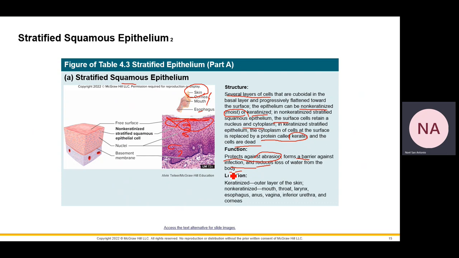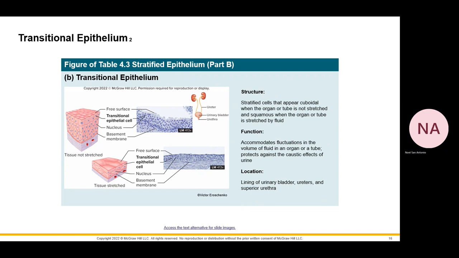Kasi diba, especially the skin, which is keratinized, the keratin also provides a waterproofing property for our body, hence prevents the absorption of water through the skin. Okay? Kaya kita nyo, yung outer layer of our skin is keratinized, while the non-keratinized classifications are found in the mouth, the throat, the larynx, the esophagus, the anus, the vaginal canal, the inferior urethra, and even our cornea. Just like what you see here in the illustration.